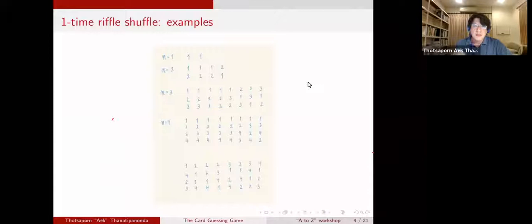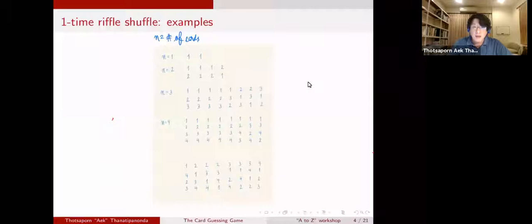It's because the 2 times riffle shuffle and more than that I will mention at the end. So we will spend most of the time talking about one-time riffle shuffle. And then I give you some example here. So again, here's a number of cards. If you have only one card, there are 2 ways to riffle shuffle it once.